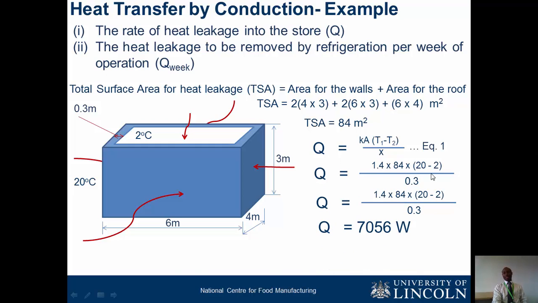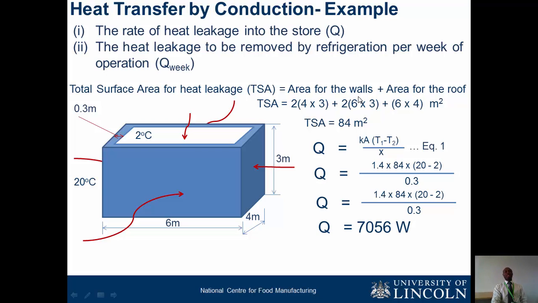7056 watts. Now K is given to us as 1.4. This is the area we just calculated. Change in temperature is 20 minus 2, and the thickness is 0.3. So putting that into your calculator, you have this as the answer for the rate of heat leakage into the store. Please take note, we do not include the area for the floor, because the question says assume that there's no heat loss through the floor of the cold store. So that's why we do not include area for the floor. We only include the area for the roof and for all the walls.